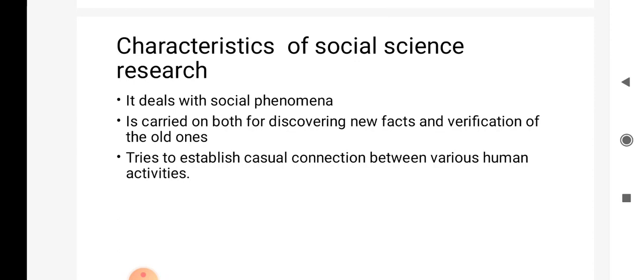And if you want to consider it in relation to some particular specific subjects like business, the issues may be related to consumer behavior, the decline in demand, and the various phases of the business, and so on. So social science research deals with various issues relating to the people and the society. It is carried on both for discovering new facts and verification of the old ones. So social science research is concerned with discovering new facts and also the verification of the old ones.